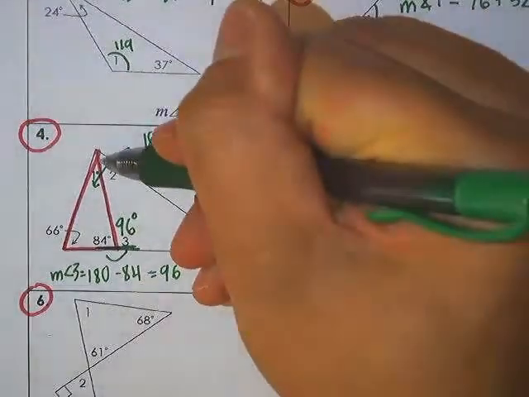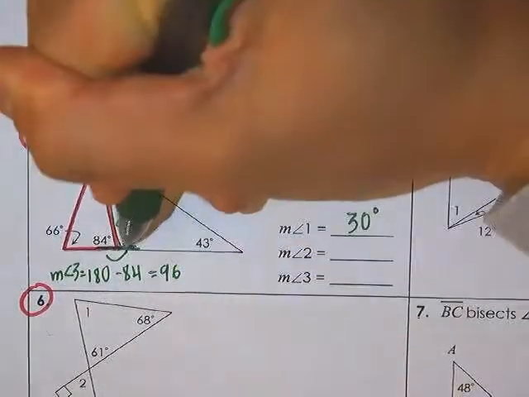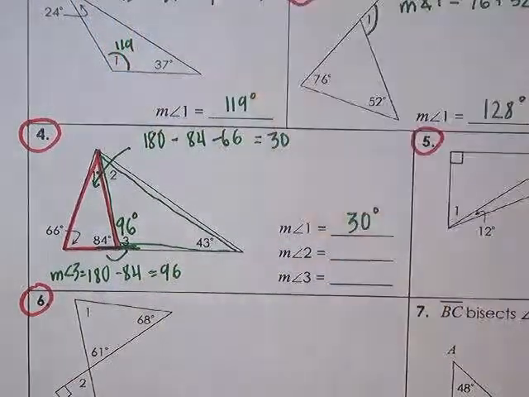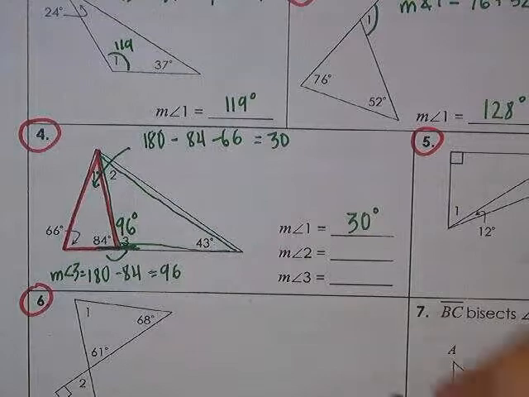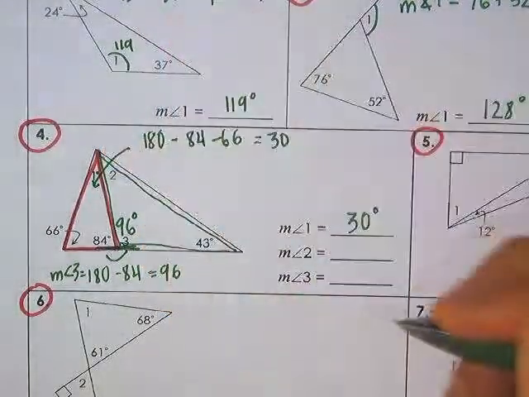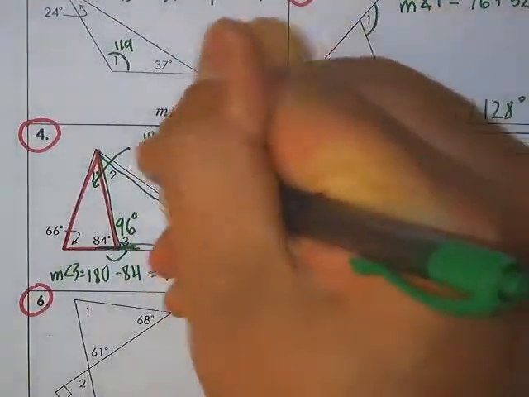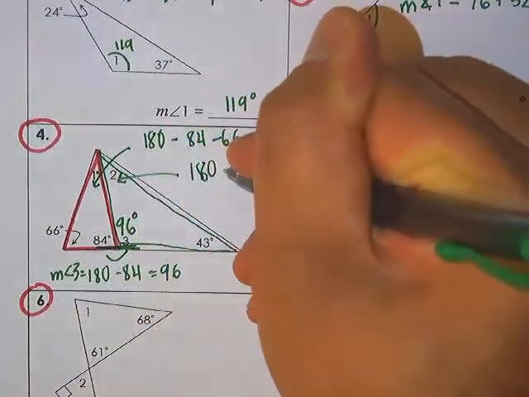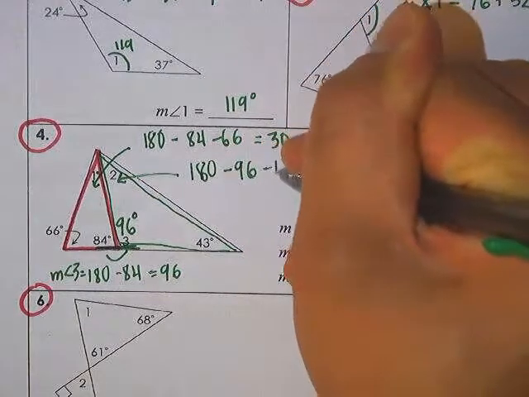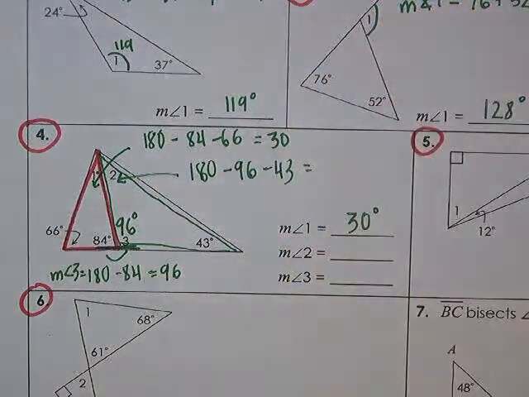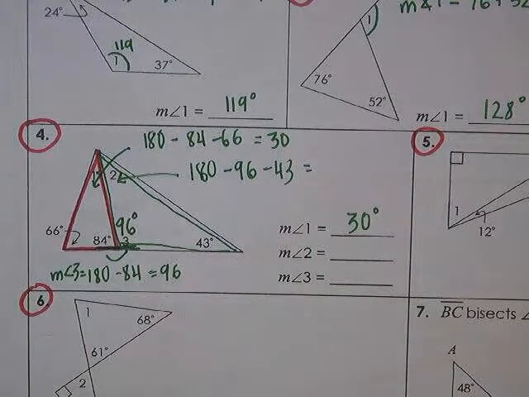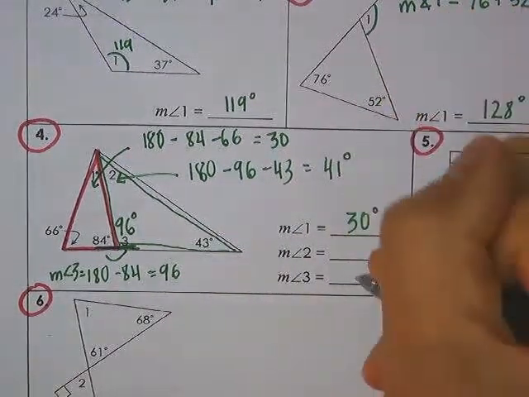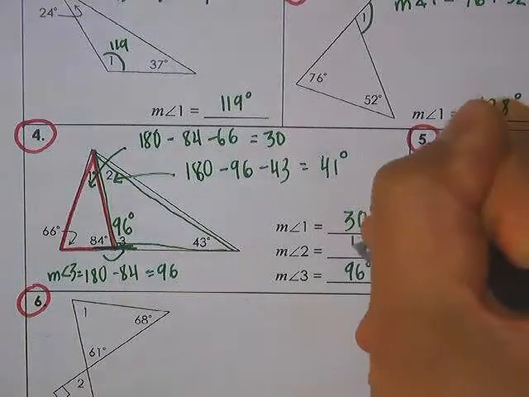And so now I have another triangle over here. This triangle, and this triangle. If I want to find angle 2, I'll put 180 minus 96 minus 43. That's going to be equal to 41 degrees. So this is going to be 96 degrees, and this is going to be 41 degrees.